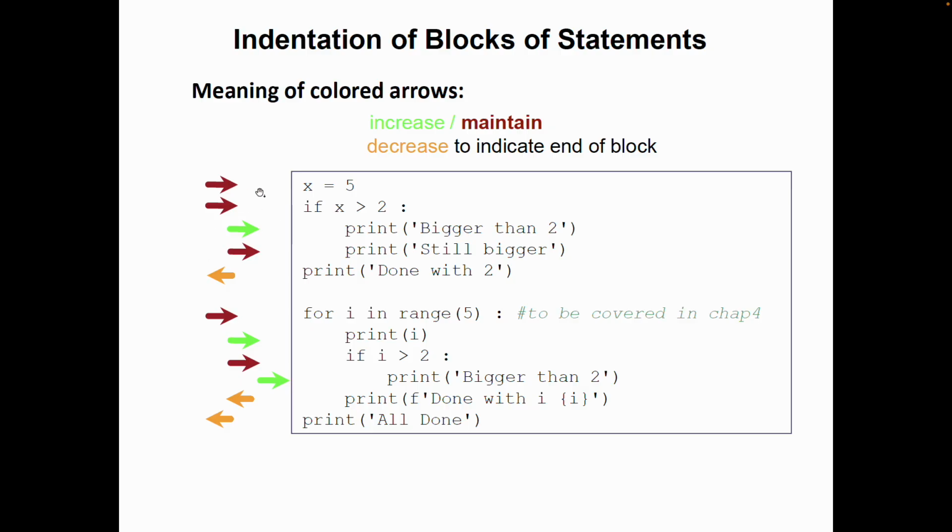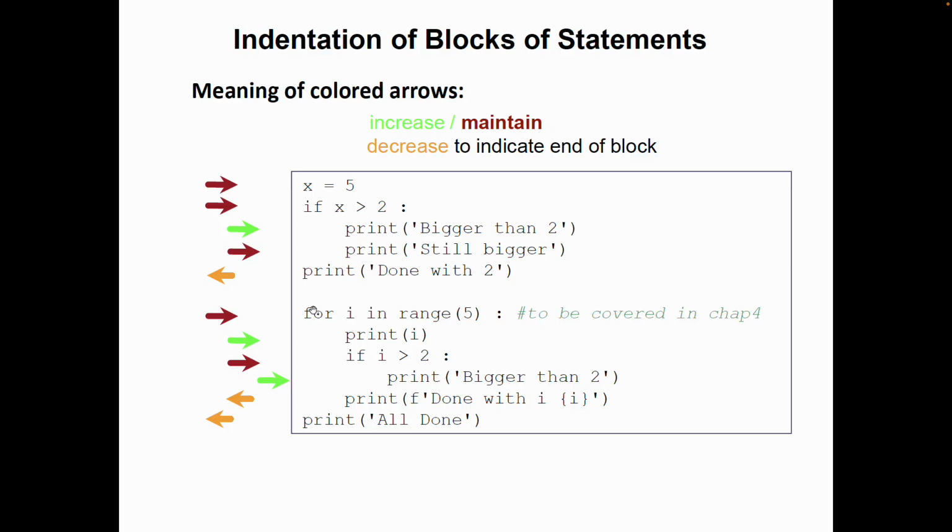this is just one more example. Now, we have this x is equal to 5. And then we have this if statement. They are vertically aligned, this if statement and this x is equal to 5 assignment. Then to define the block for this if statement, I use this indentation. So these print messages, they are vertically aligned. And then I have this print done with 2. Now this is vertically aligned with these first if and x is equal to 5 statements so that it doesn't belong to this if statement.